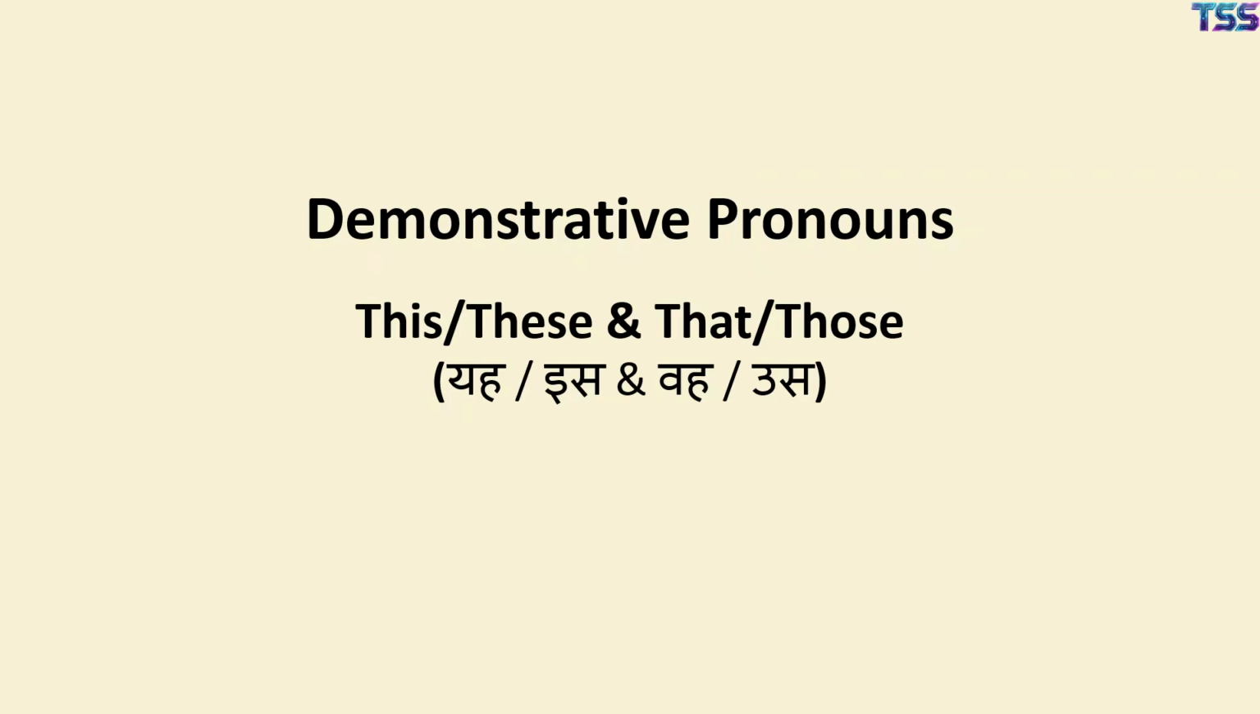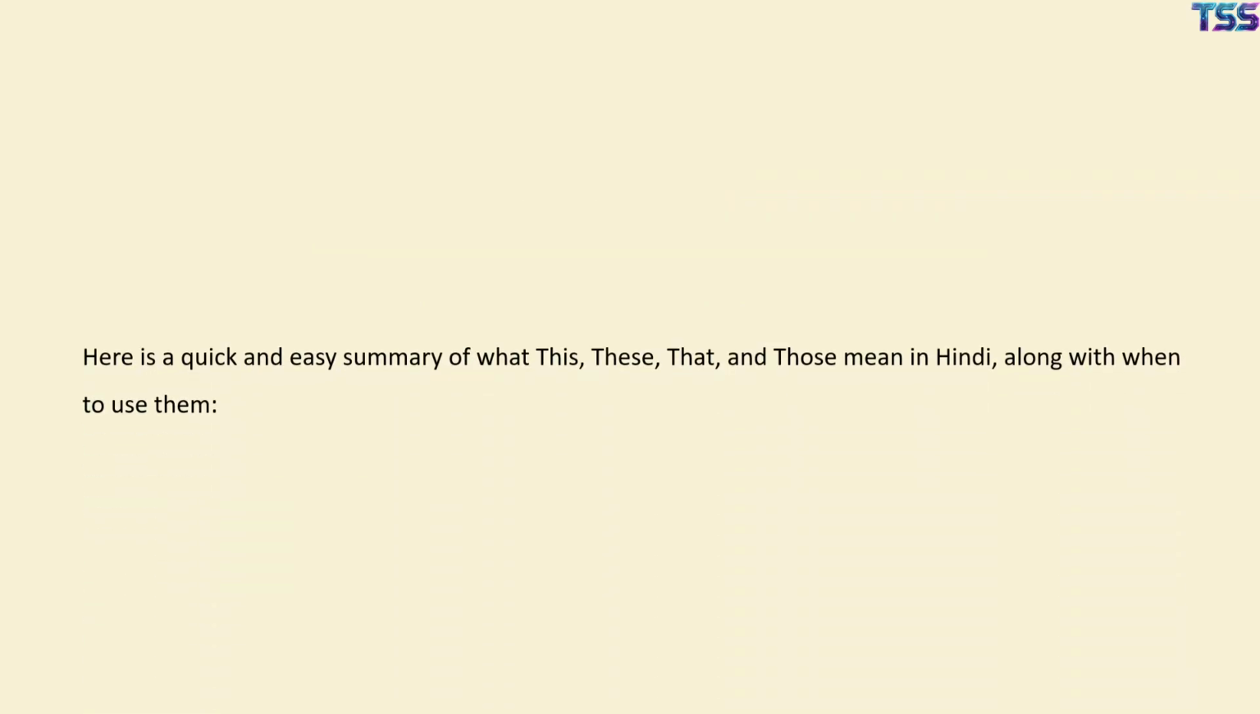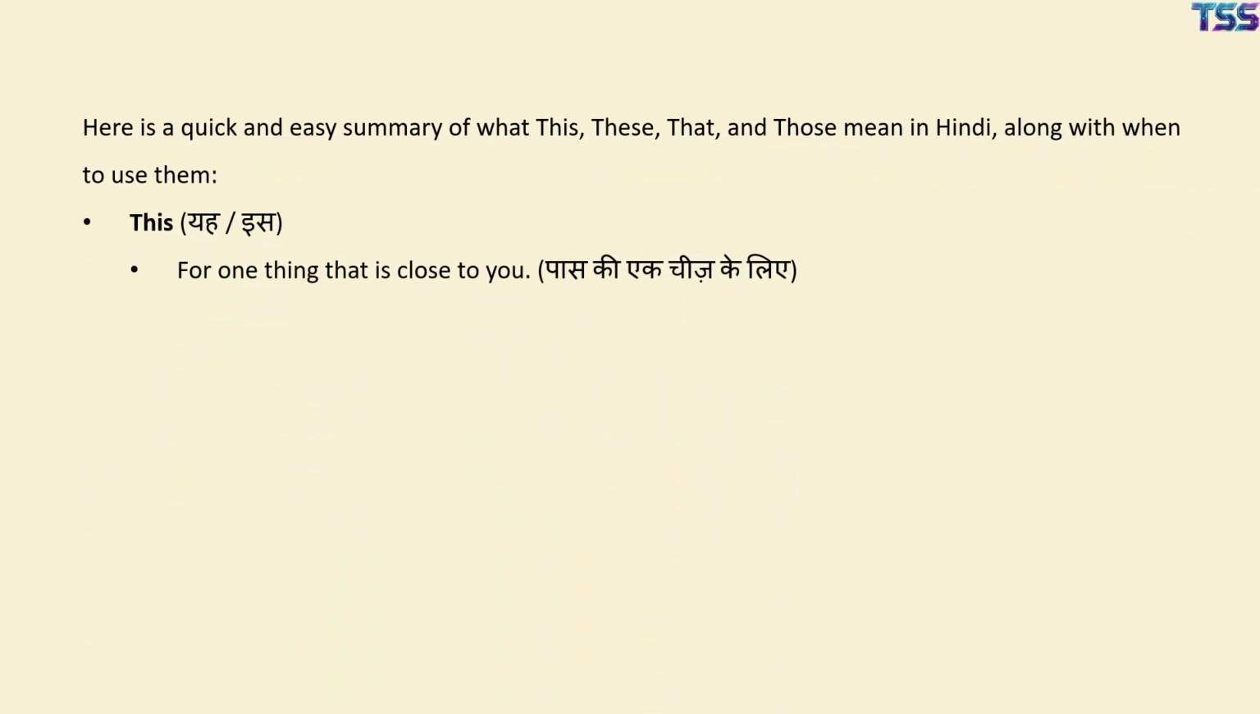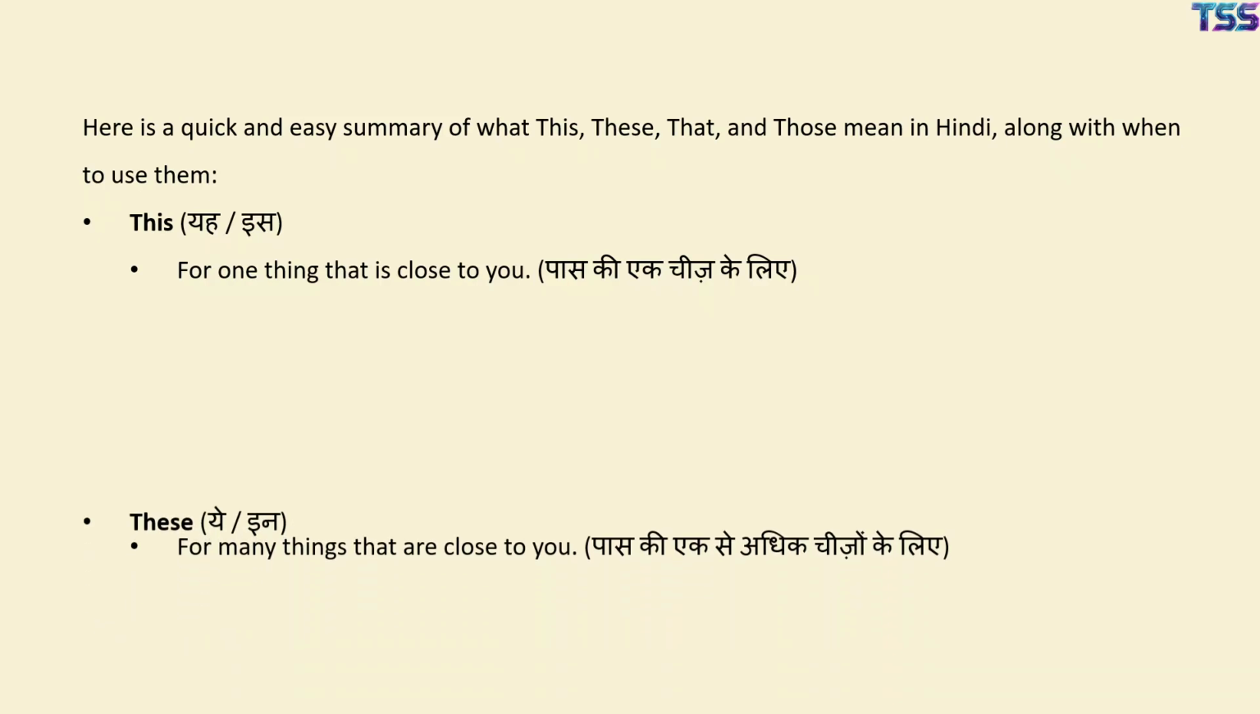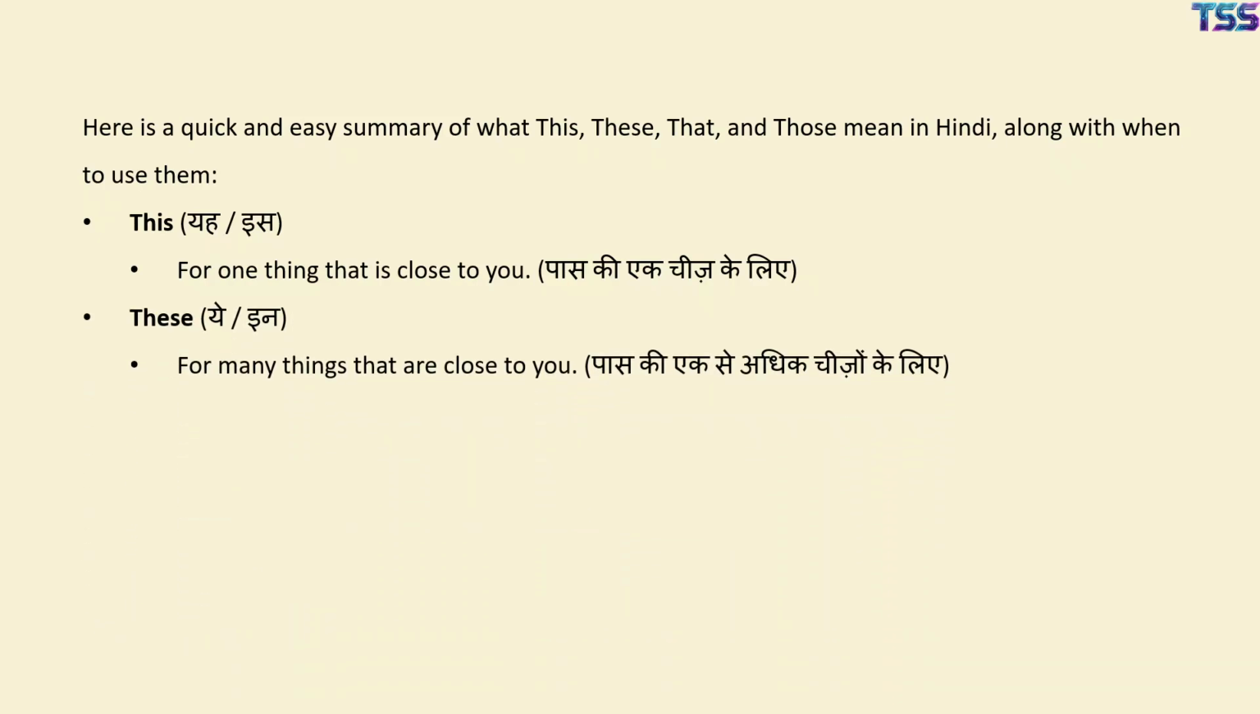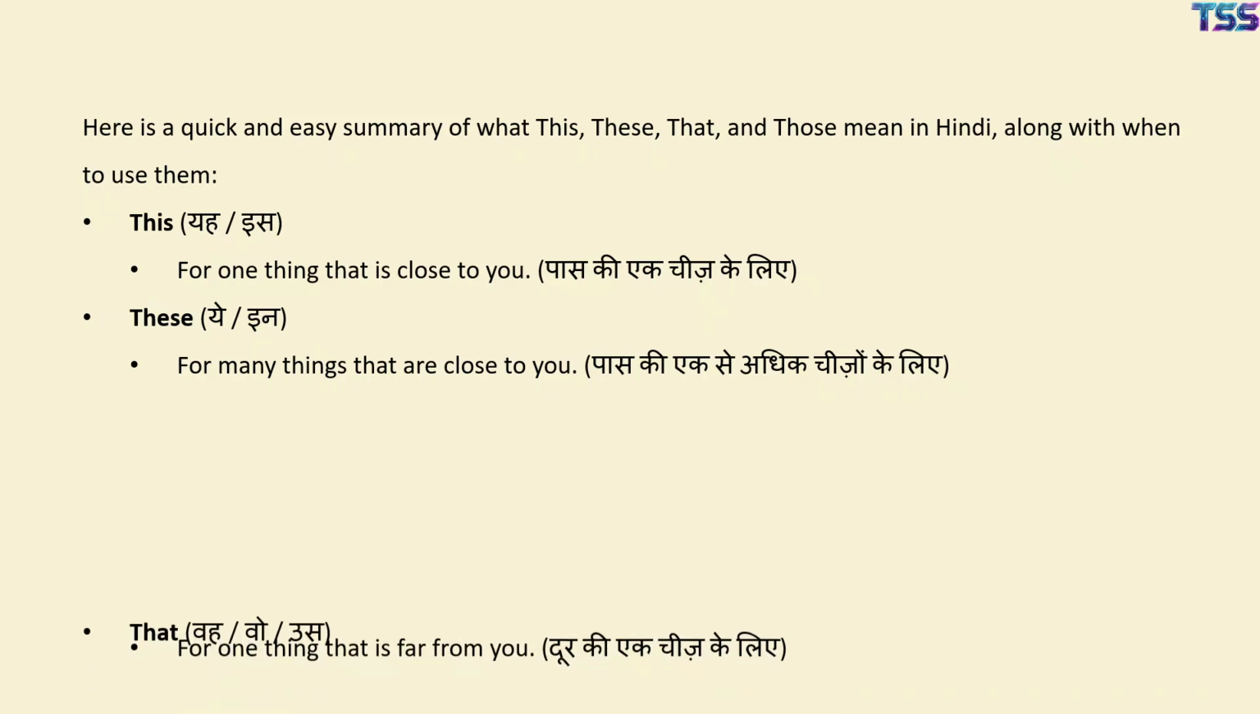Demonstrative pronouns: this and that. This, for one thing that is close to you. पास की एक चीज के लिए this का यूज होता है. These, for many things that are close to you. पास की एक से अधिक चीजों के लिए these यूज होता है.